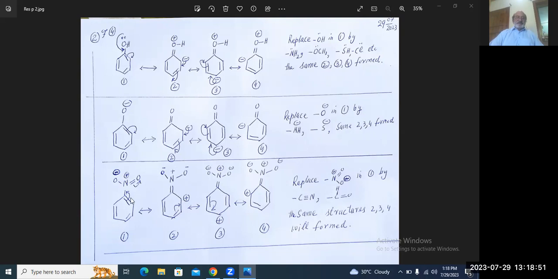So just like the nitro group, if we replace the nitro group with a cyanide or aldehyde group, the same sort of resonance would happen, and structures like 2, 3, 4 will appear as in case of nitrobenzene.